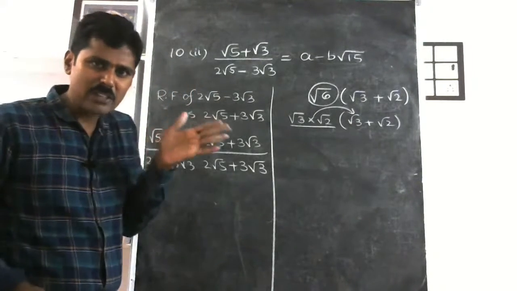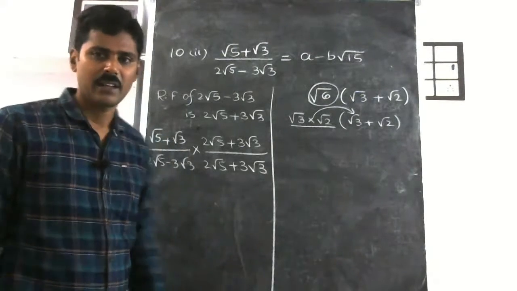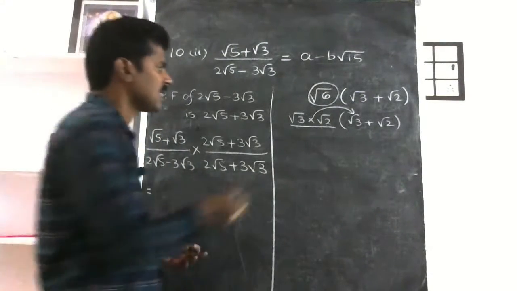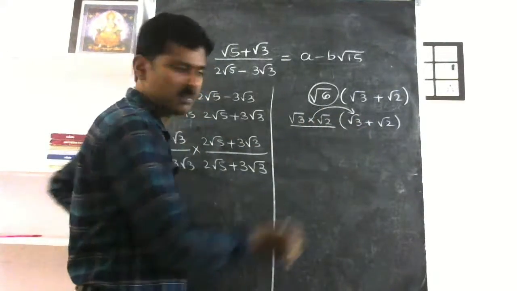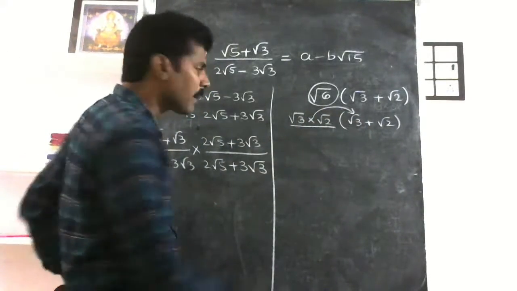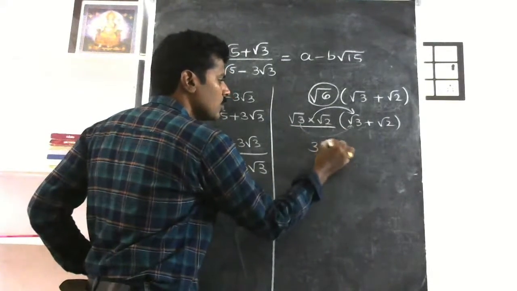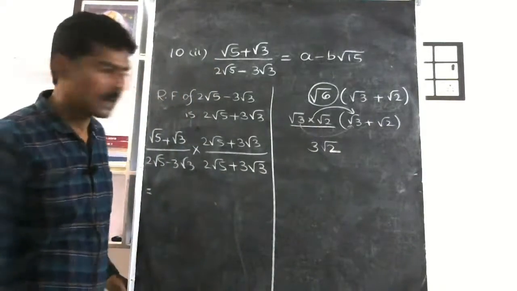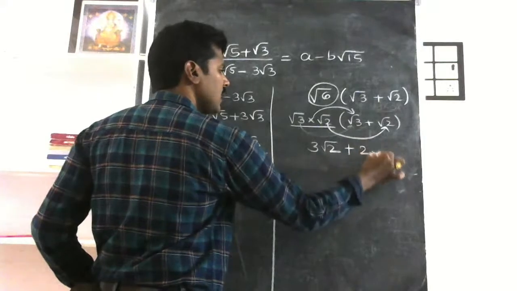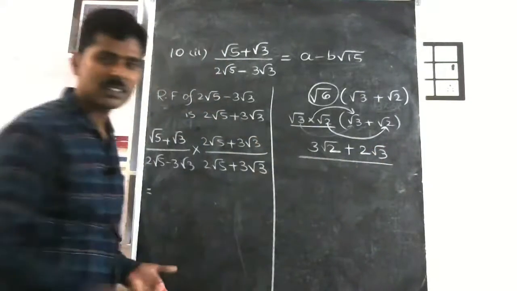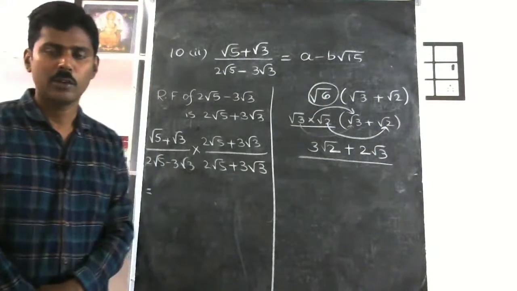If you apply this simple logic, we can do it much more easily and simply. So try to understand that logic. Root 3 into root 2 is multiplied with root 3. If you multiply with root 3, what happens? Root 3 into root 3 becomes 3, so 3 root 2, plus root 2 into root 2 becomes 2, so 2 root 3. That's over. No need to simplify root 18 again with prime factorization.